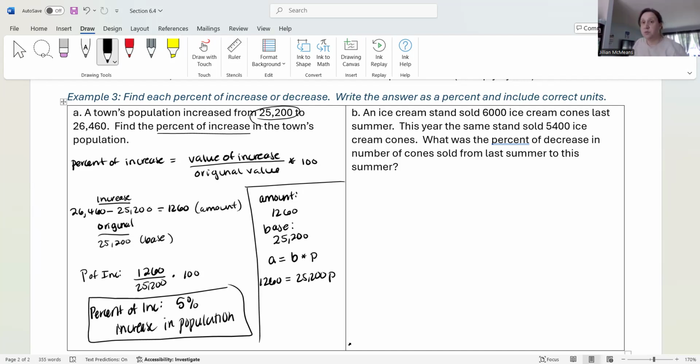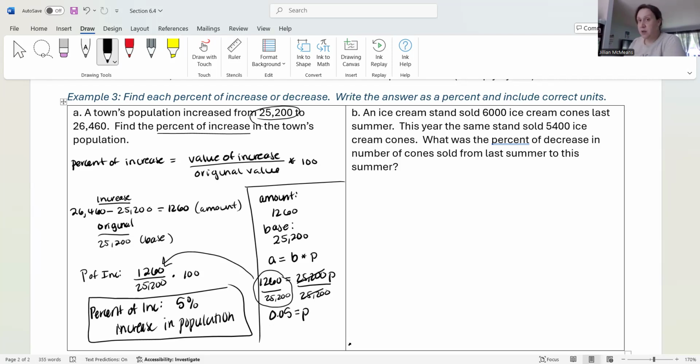We would want to undo the multiplication of 25,200 and P, so we would divide. Well, 25,200 divided by itself is just 1. So I get my P by itself, and then notice here, this looks exactly like the formula. So this formula didn't come out of thin air. It really just came from this idea of solving for the percent. You take the amount and you divide it by the base. So we would get 0.05 when we did this division.